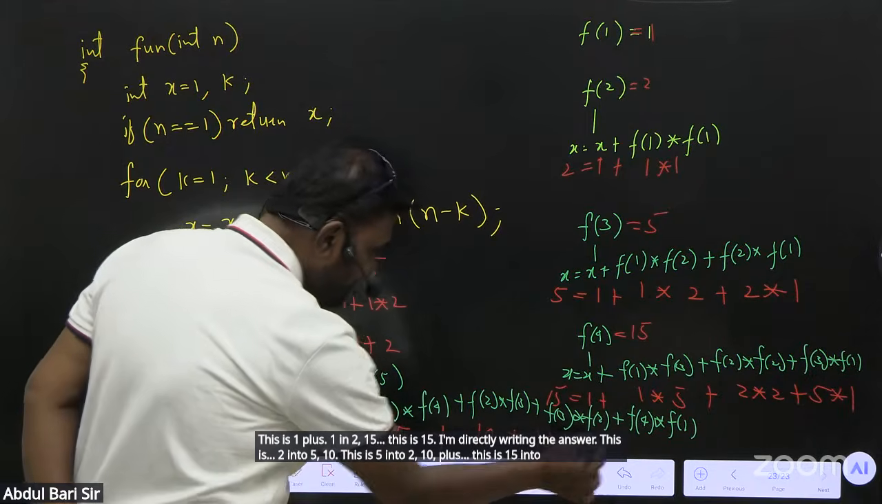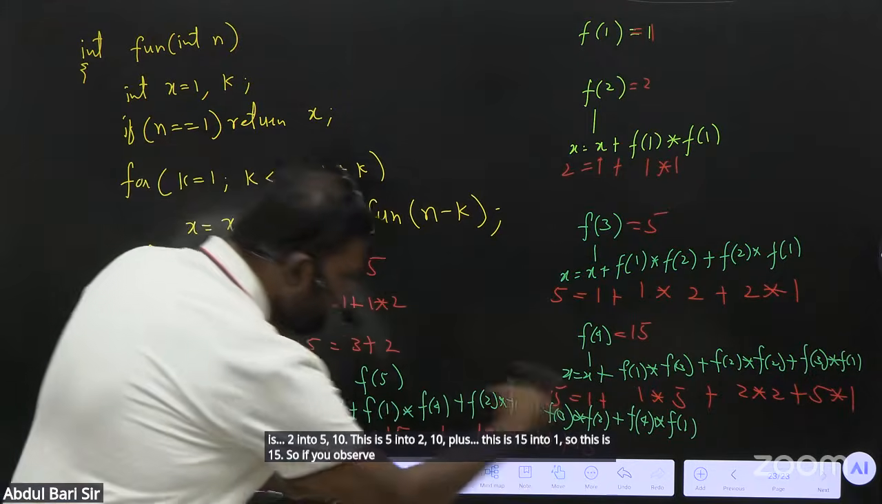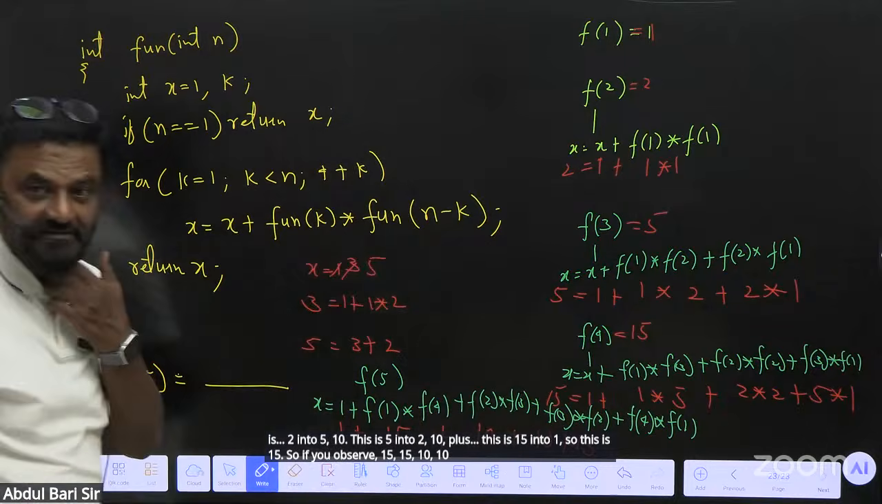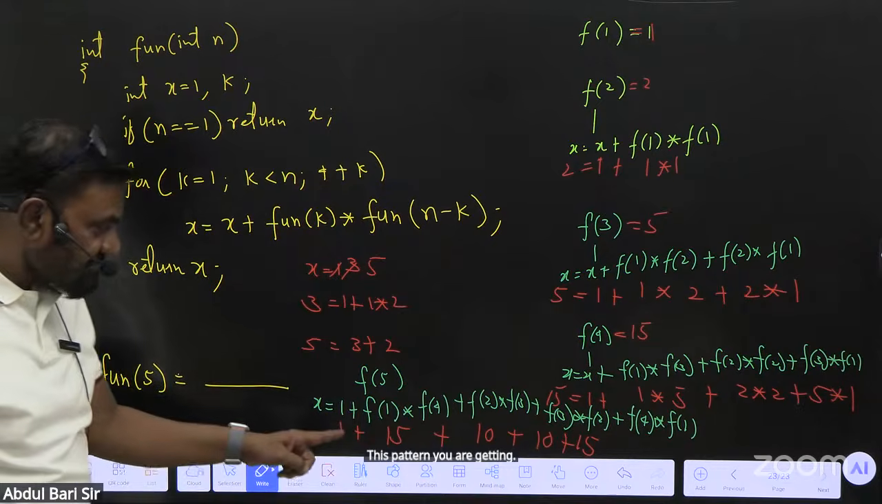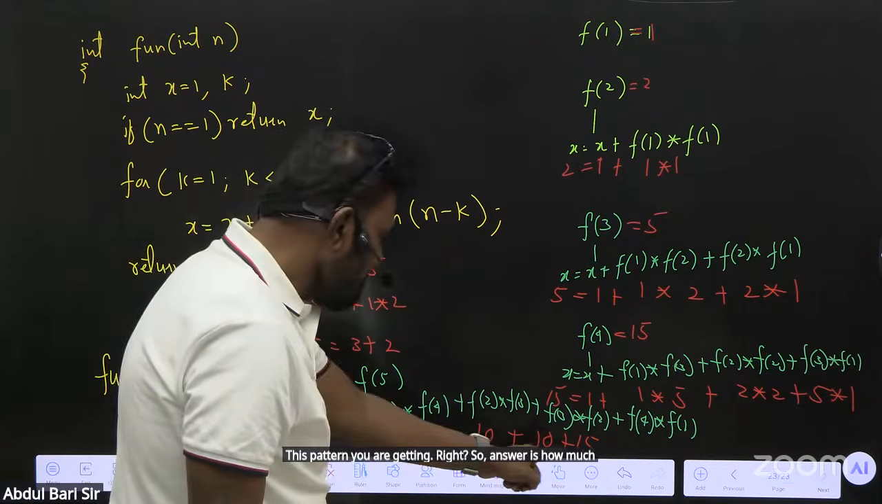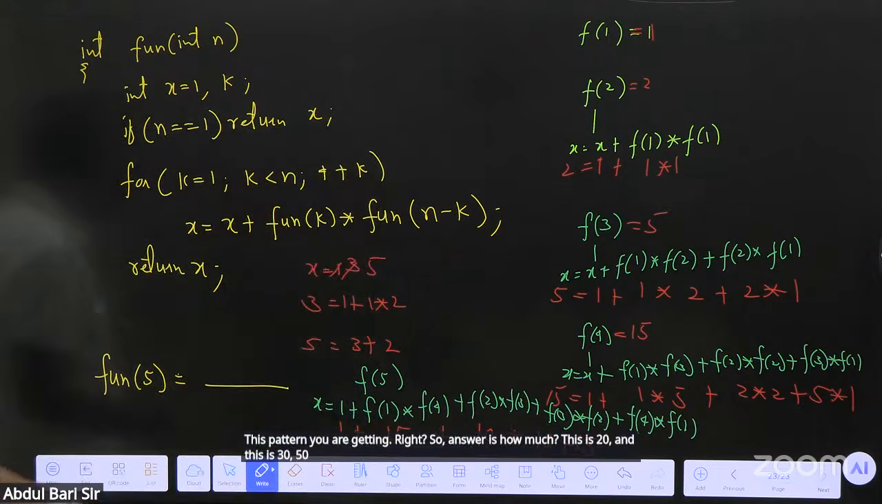So this is 15. If you observe 15, 15, 10, 10 in between, this pattern you are getting, right? So answer is how much? This is 20 and this is 30, 50, total 1, 51. Answer is 51.